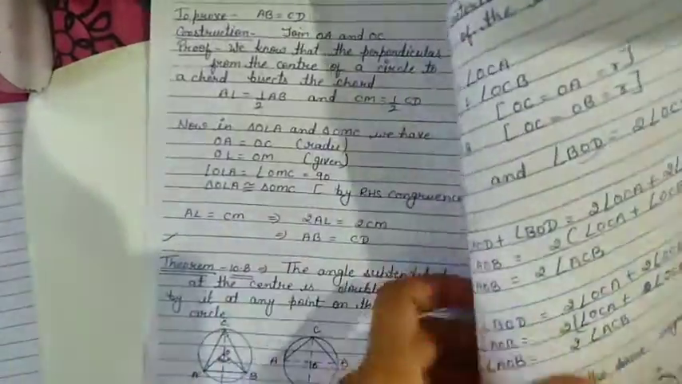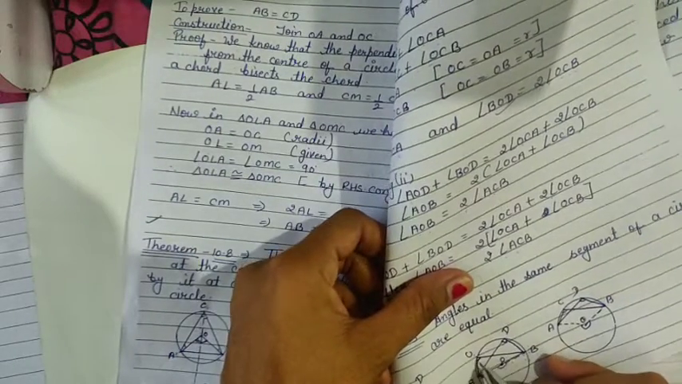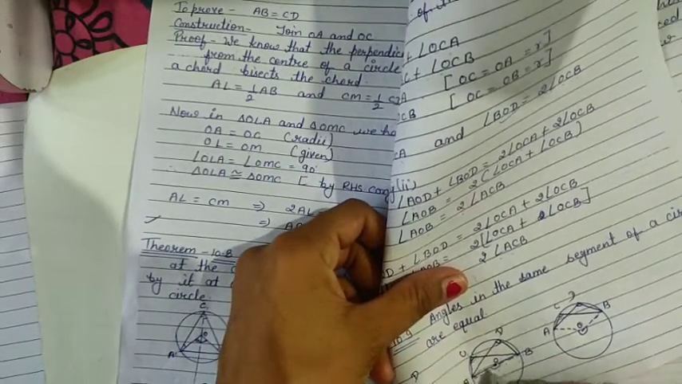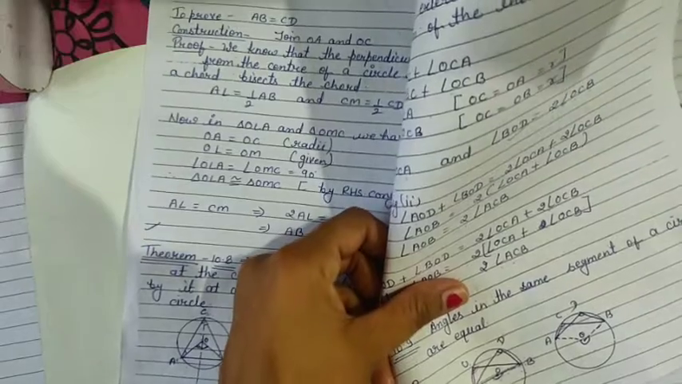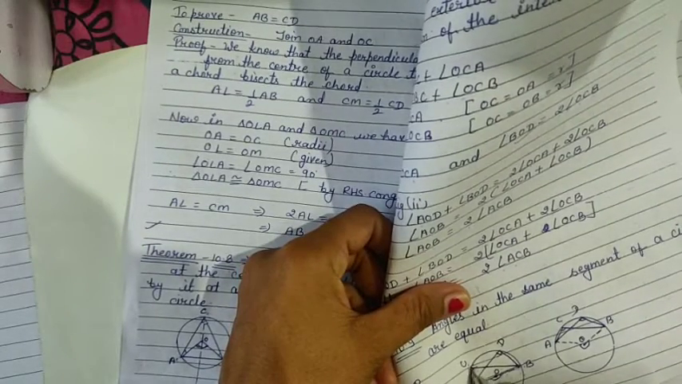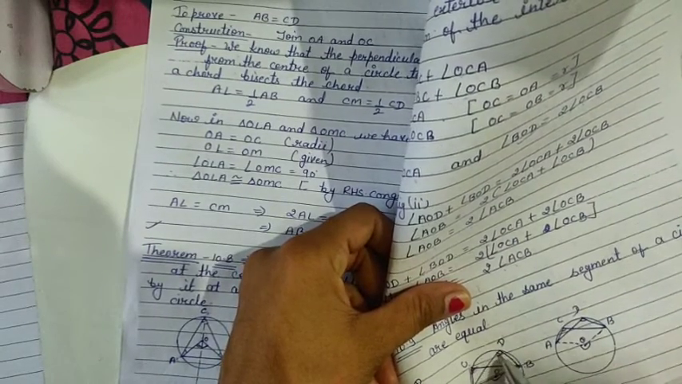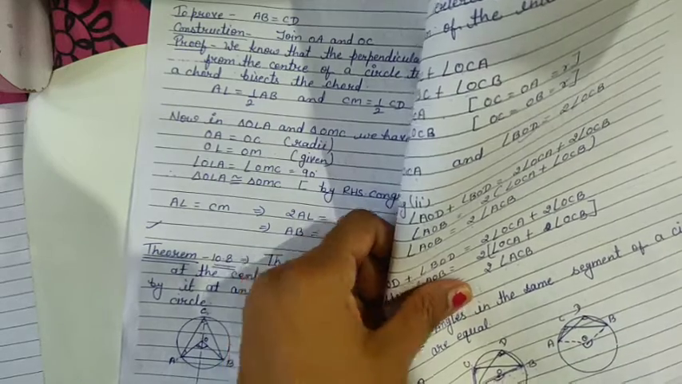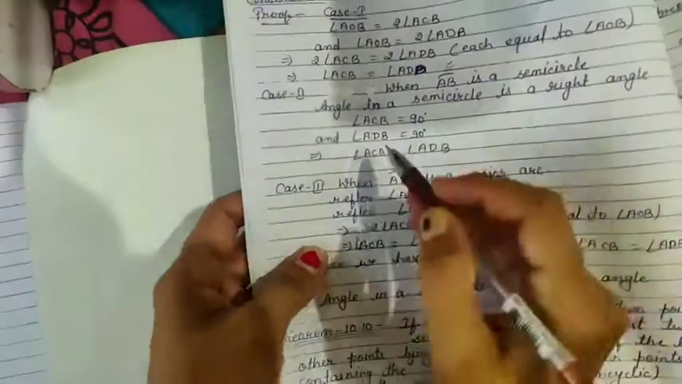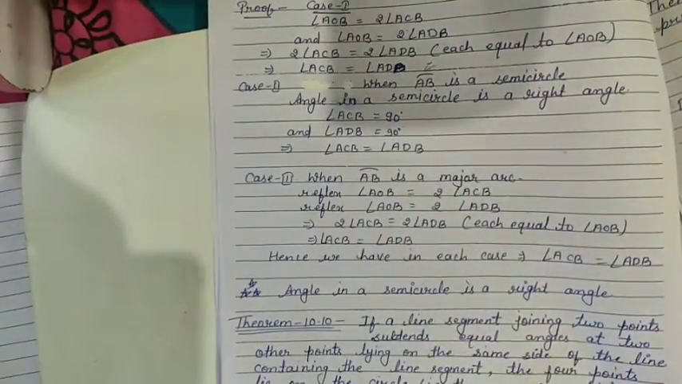Students, you know why this angle is 90 degrees, because this is a straight angle of 180 degrees, and this angle will be half of this, and this angle will also be half of this by theorem 10.8. So these two angles are 90 degrees. It means ACB equals angle ADB.